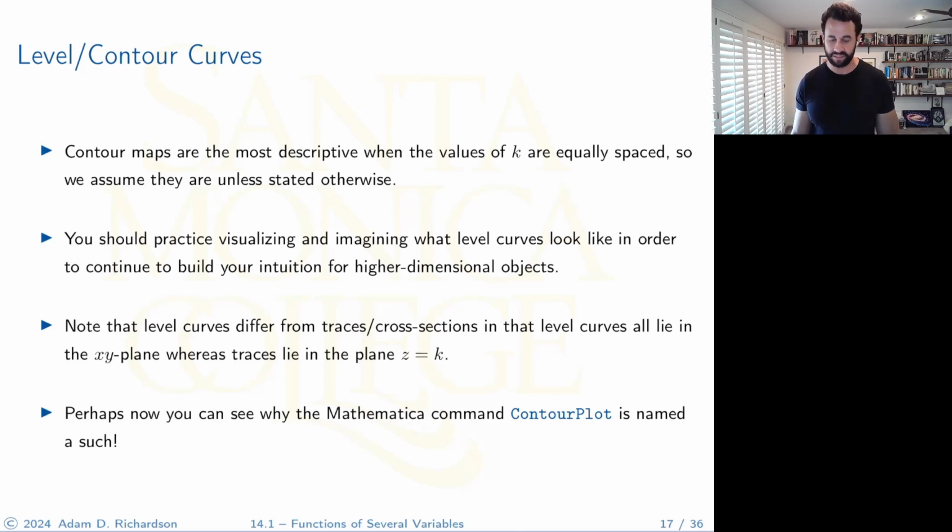Yeah, so some notes about these things. Contour maps are usually the most descriptive when the values of k are equally spaced, when you're doing slices at equal intervals. So we assume that they are unless stated otherwise. So we're assuming that the slices are evenly spaced, at the same distance.